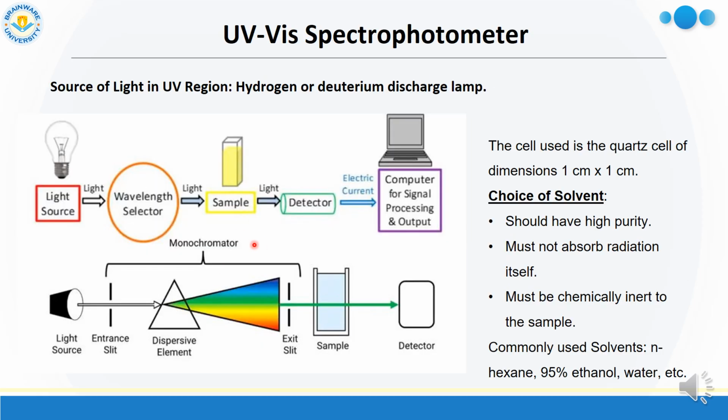See the picture of a UV visible spectrophotometer. Suppose this is the source of light, and this is the cuvette present in the spectrophotometer where we can take our sample solution. This light is known as incident light.